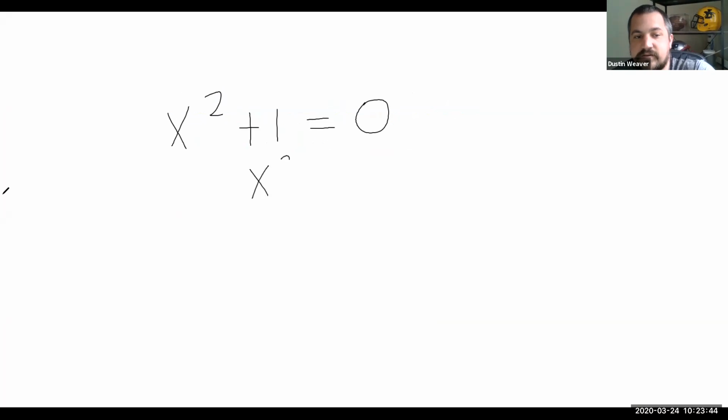So x squared equals negative 1. And step 2 would be to take the square root. So x equals plus or minus, because when we take the square root, remember, if we're saying the square root of 4, 2 squared could be 4, but negative 2 squared could also be 4. So we always put plus or minus when we take the square root. So plus or minus the square root of negative 1.